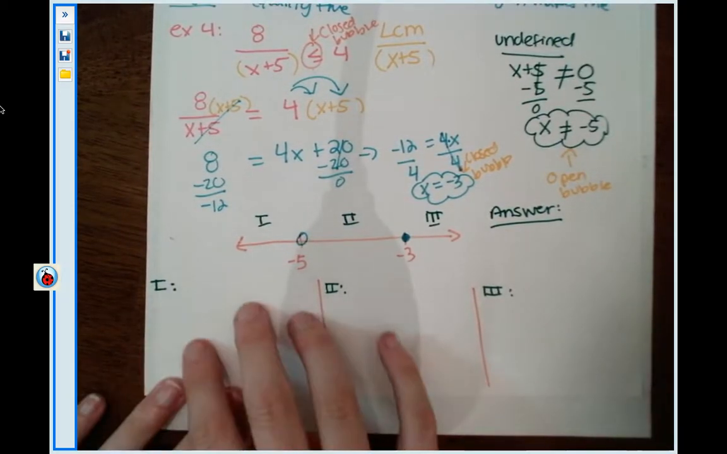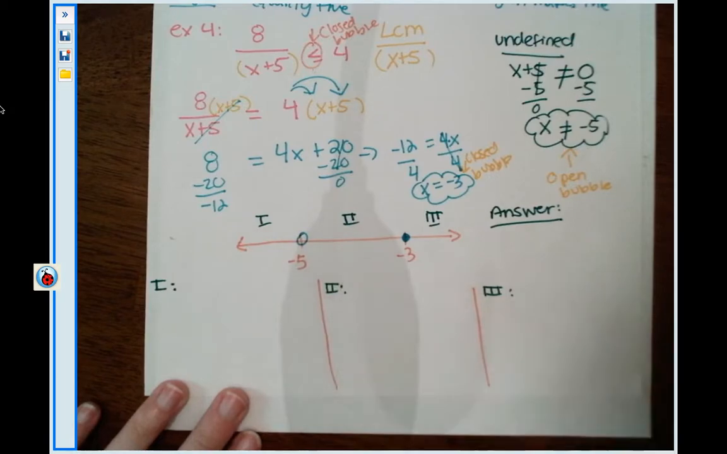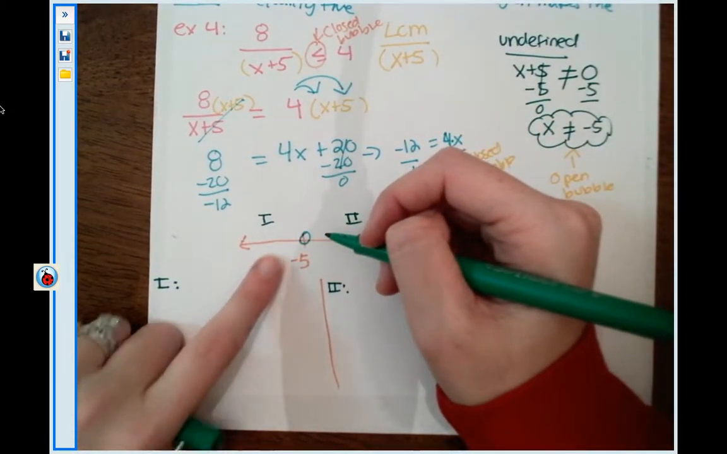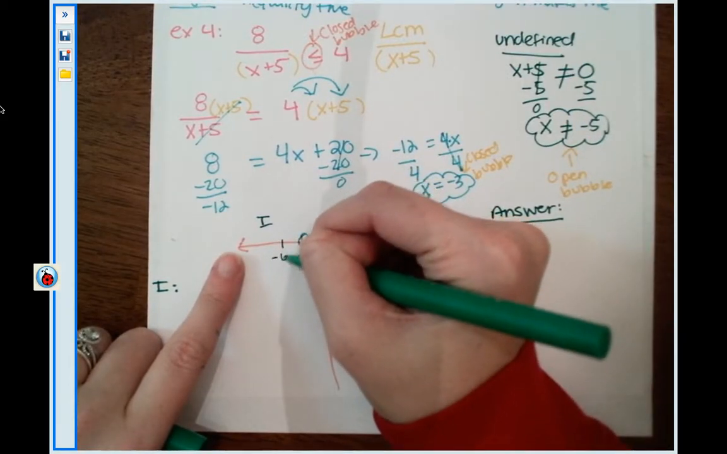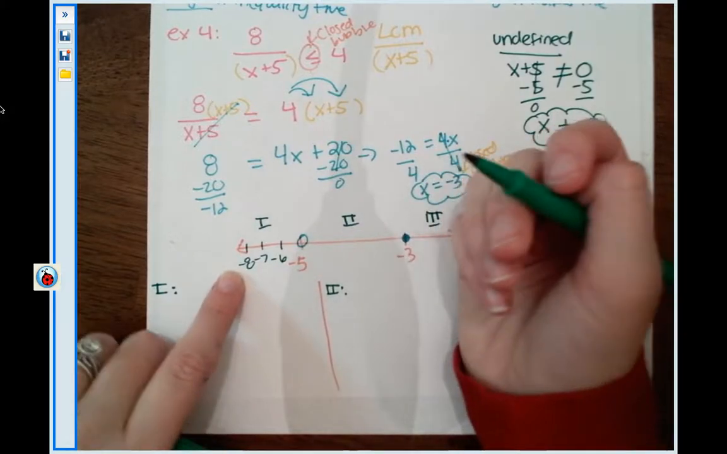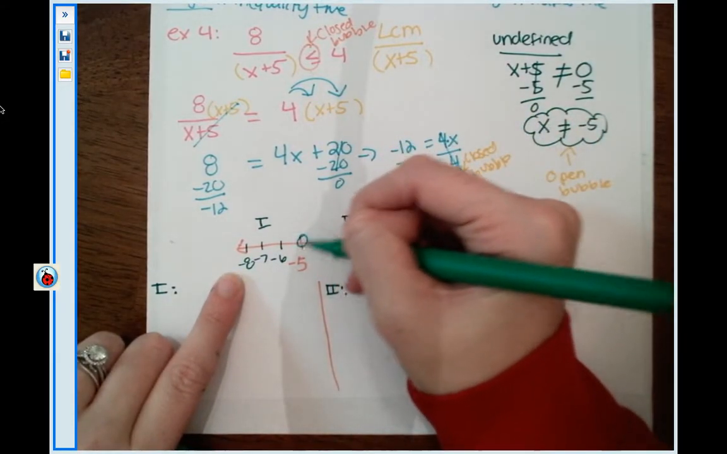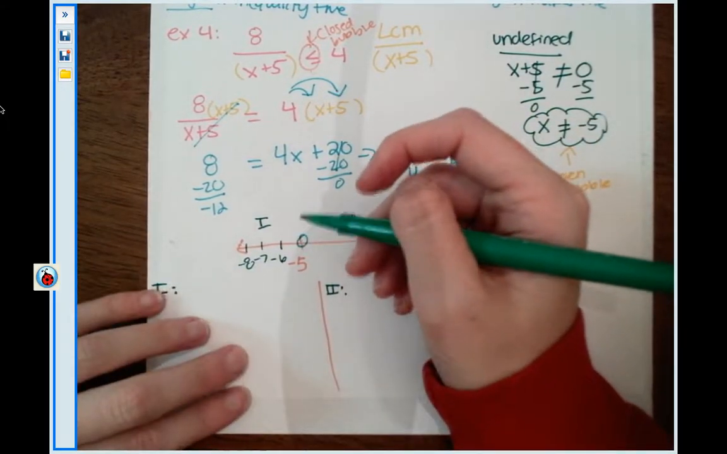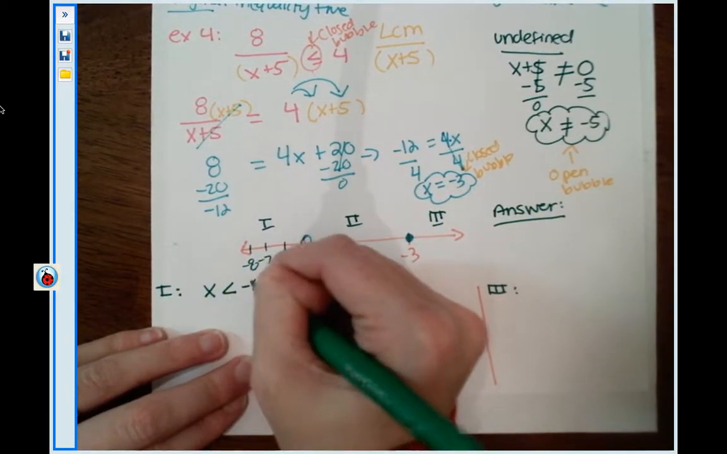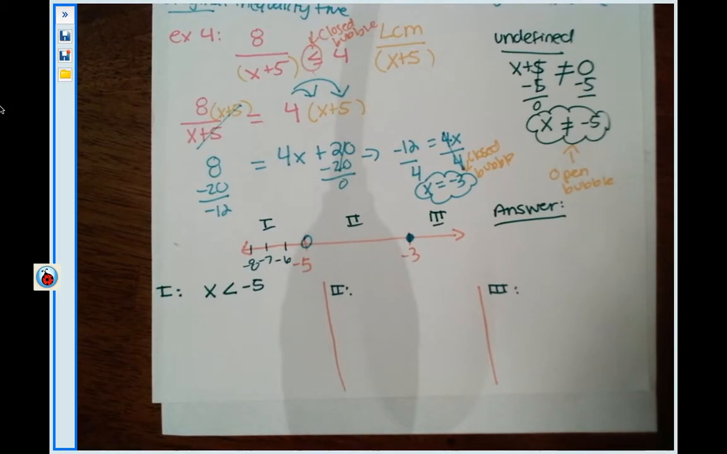Okay, so for my first interval, let's focus on this section right here. Let's think. These are things like negative 6, negative 7, negative 8. So these things are smaller than negative 5, and we can't equal negative 5 because it's an open bubble. So my first region is x is less than negative 5. Okay, so that's my first region.